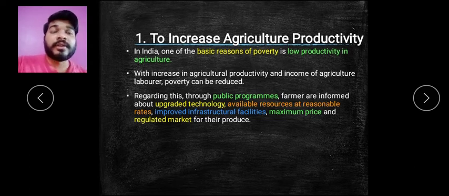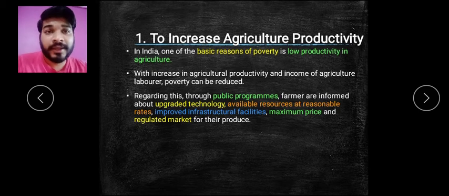So the resources which are given to them, no matter crops or different manures, or we can say fertilizers and pesticides, should be at a reasonable price. Then comes the improved infrastructure facility. Yes, the main thing is infrastructure facility. If they have proper roads, proper buildings, warehouses to store and everything, there will be very little loss for the agriculture production.